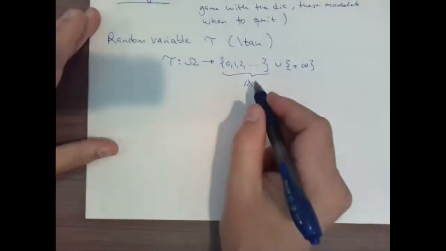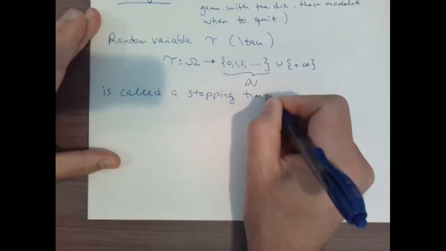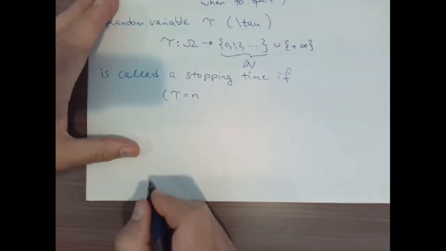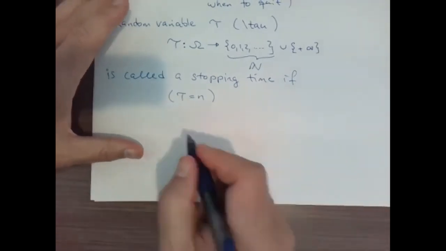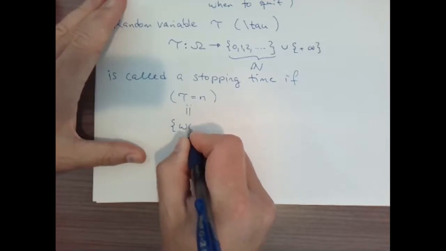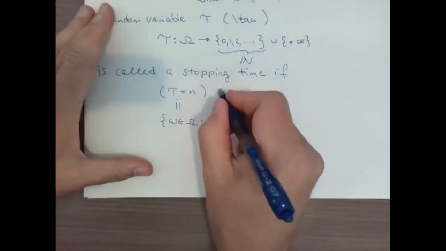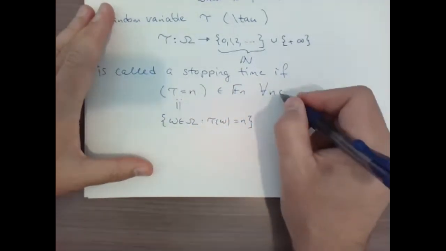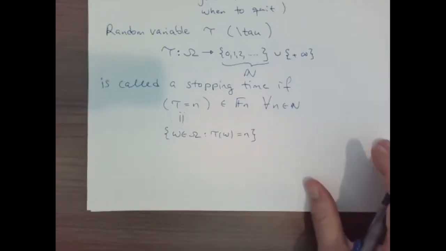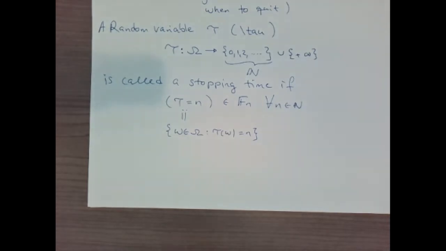This random variable, tau, is called a stopping time if, when I look at the set where tau is equal to n, remember this here is just shorthand notation for a much longer expression, which is those omegas in omega such that when I plug them into tau, I get n. This set belongs to F_n for n in the natural numbers. That's the definition of a stopping time.